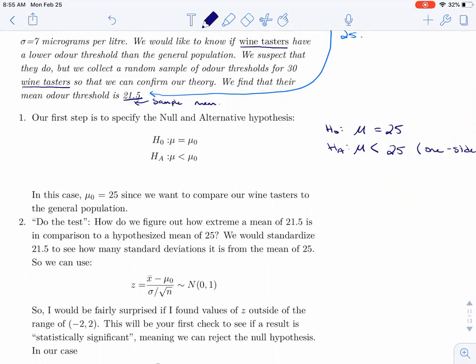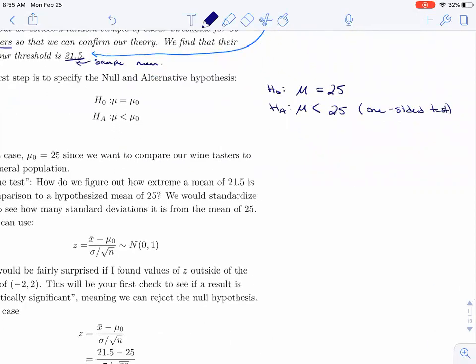So step 2, do the test. We have to calculate a z-score. Got some mumbo jumbo here, right? But if we calculate our z-score, alongside here, z is x bar minus mu naught over sigma over root n.